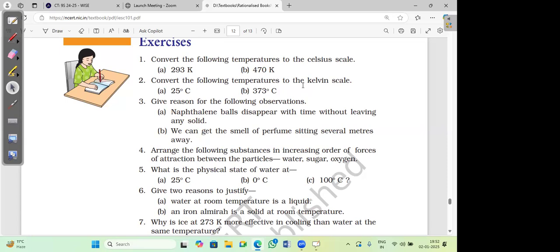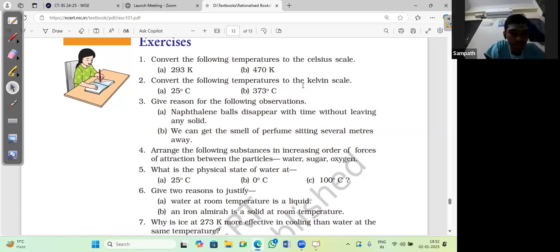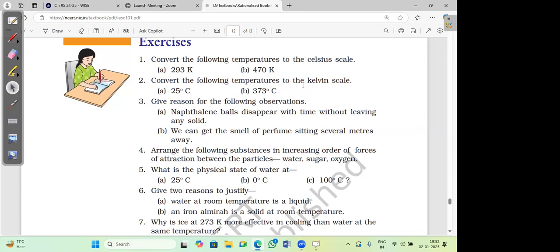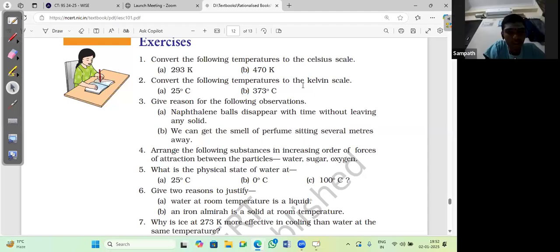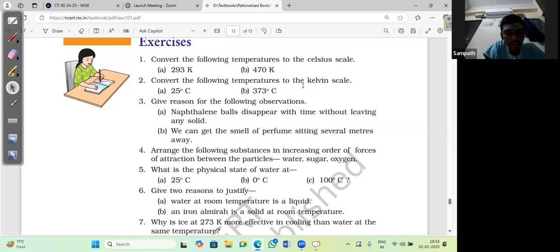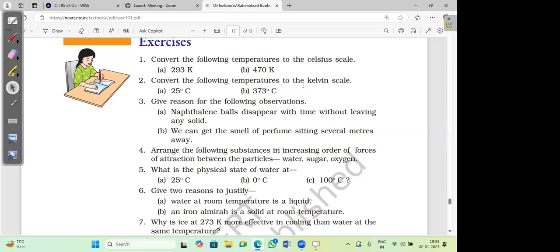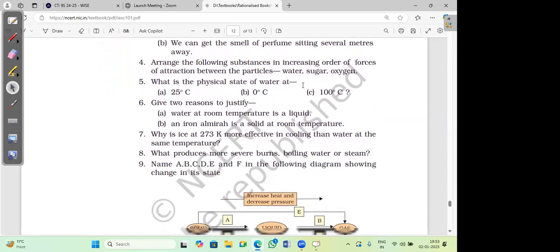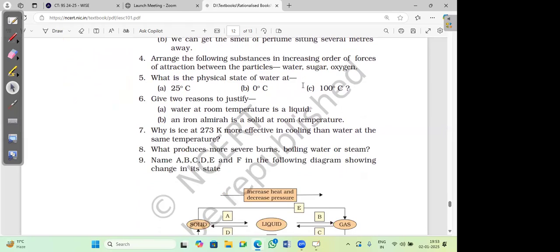What is the physical state of water at 25 degrees Celsius? Liquid state. At 0 degrees Celsius? Solid or liquid, both. At 100 degrees Celsius, gaseous or liquid, not solid. Okay, give reasons to justify water at room temperature is liquid.